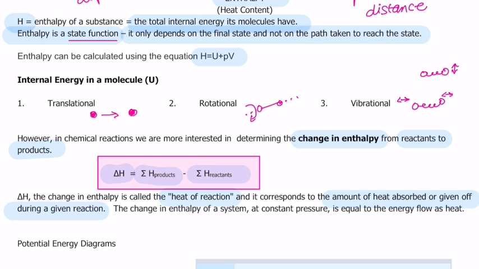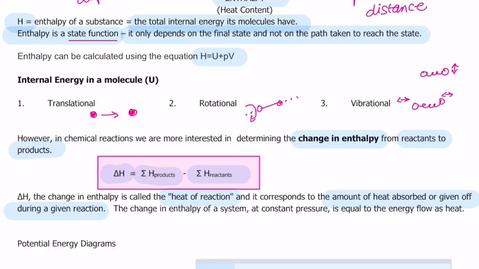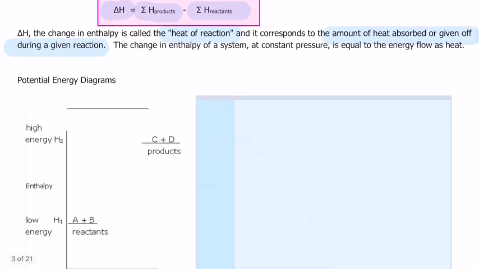We just talked about this. So we said if the bond making releases more energy, then there is net heat produced from a reaction. And if the bond making releases less energy than what was acquired by the breaking of the bonds, the net energy is absorbed by a system. This can be shown in a potential energy diagram.